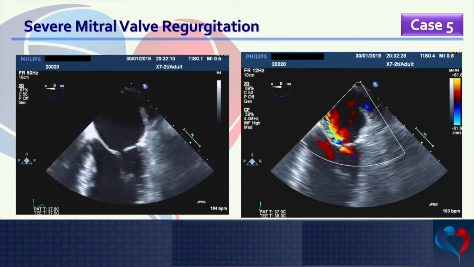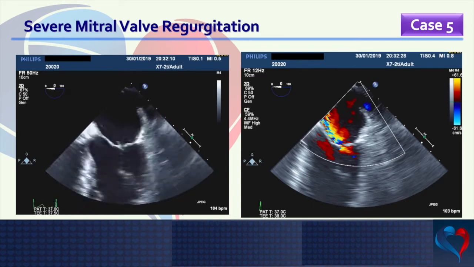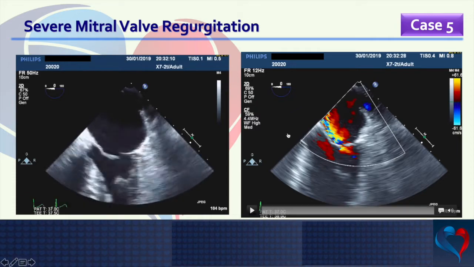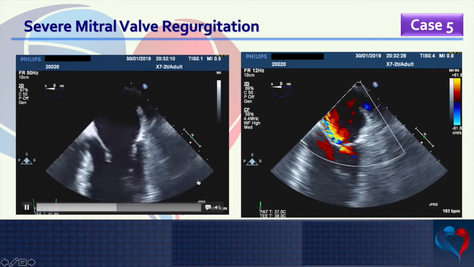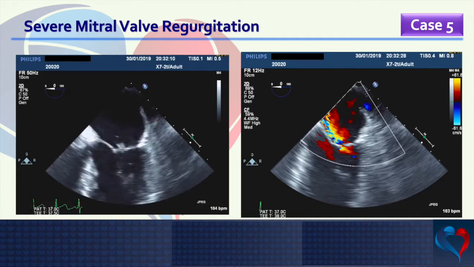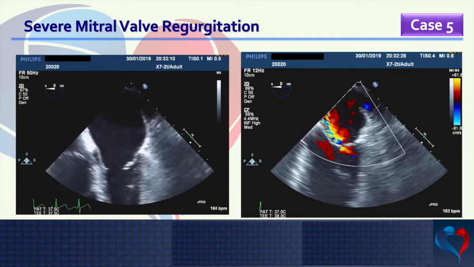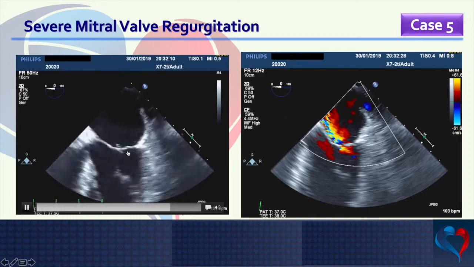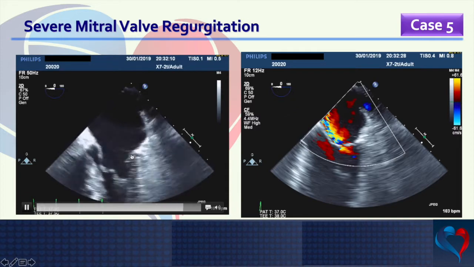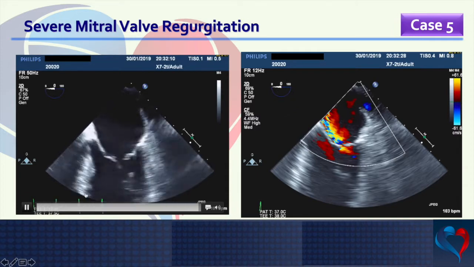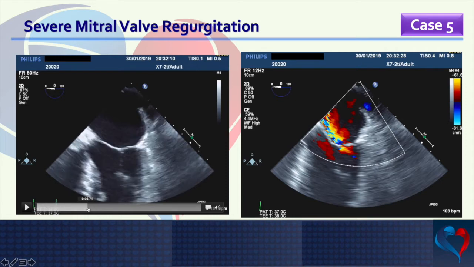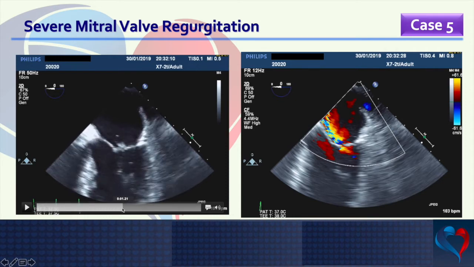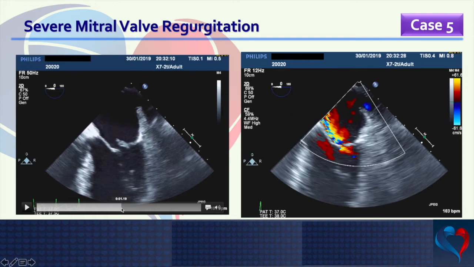This is another patient with a very interesting finding. We have a patient with severe mitral valve regurgitation, but we need to know what is the mechanism of the severe regurgitation. Here you can see this is the anterior mitral valve leaflet, this is the posterior mitral valve leaflet, and there is what we call the double sign. This is the double sign, where you can see one of the leaflets is prolapsing and above the other leaflet.